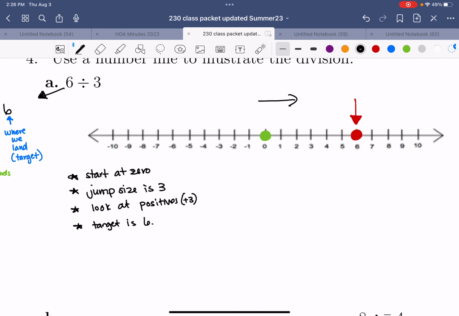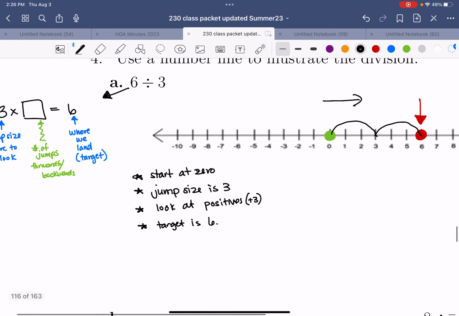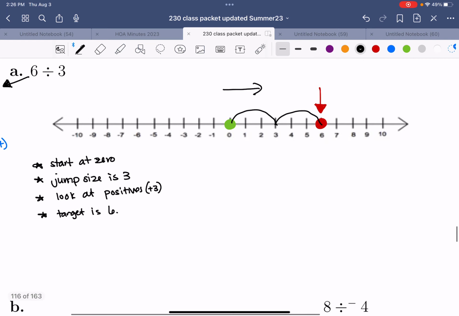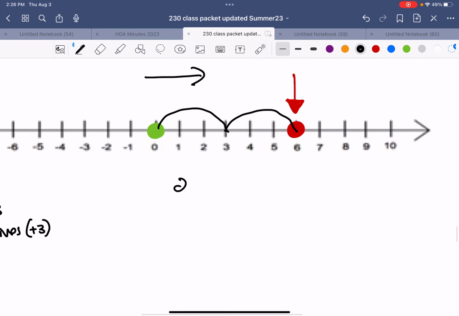And I'm going to use my jump size to get there. So I'm going from the green spot to the red spot using jumps of size 3. So here's a jump of size 3, and here's another jump of size 3. Okay. And remember that our answer to the division is the number of jumps and whether I went forwards or backwards. So this is 2 jumps.